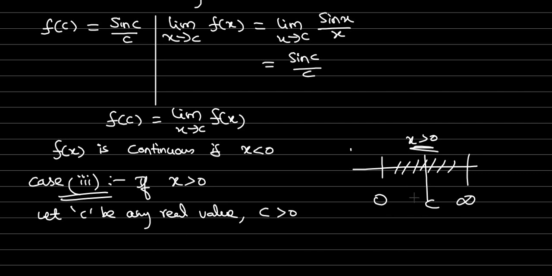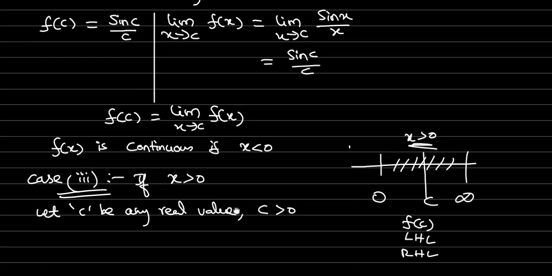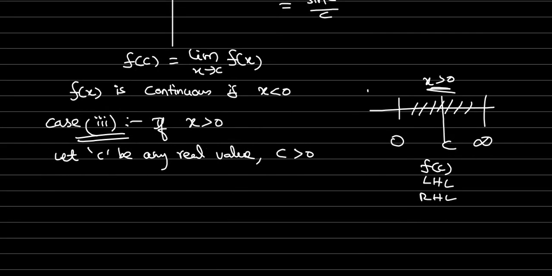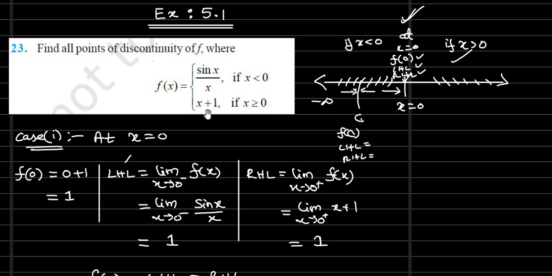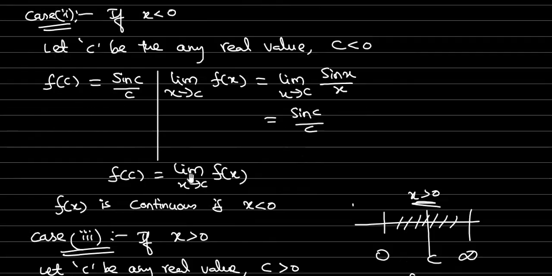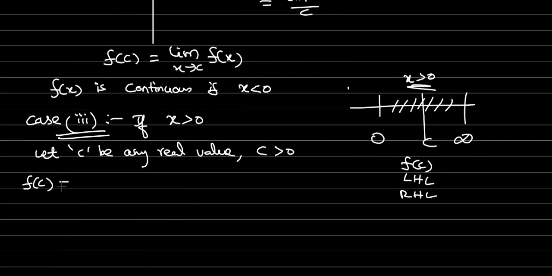Okay, so to check the continuity at any point we need three things: f of C value, left hand limit and right hand limit. All the three things are required. Now f of C, first I am going to find out f of C. So what is the condition for the C? C is greater than 0. If it is greater than 0, the suitable function is the second one, that is x plus 1. So if input is C, then C plus 1. Now left side close values of the C and right side close values of C are both greater than 0. If it is greater than 0, we are going to use the second function.